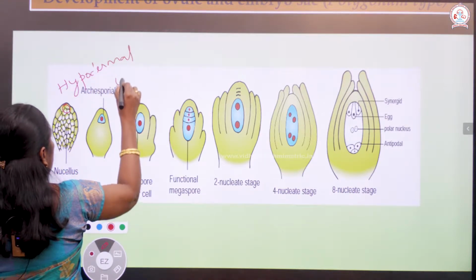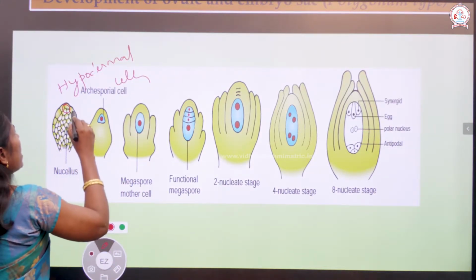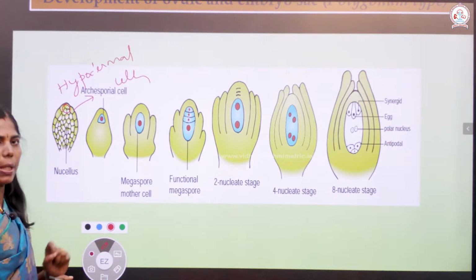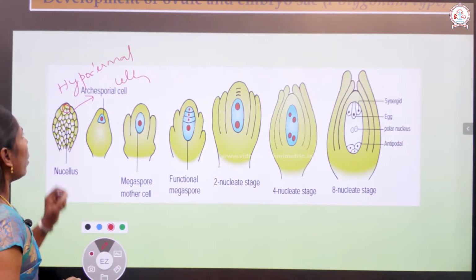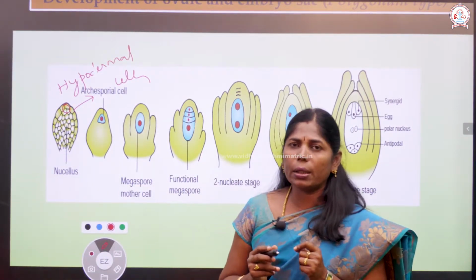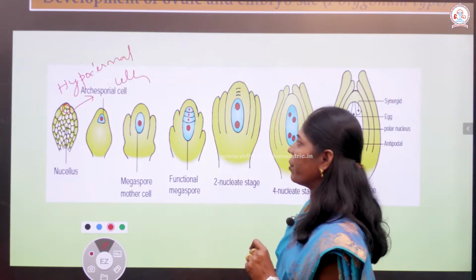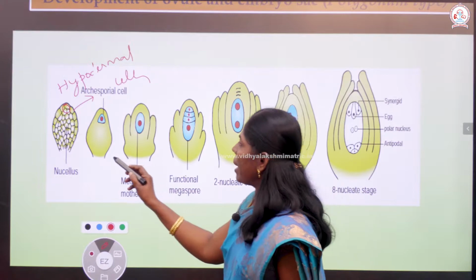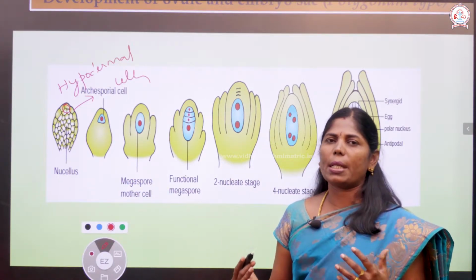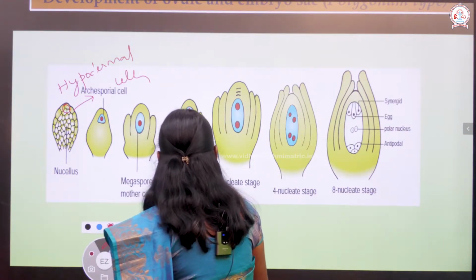The single hypodermal cell acts as the archesporium. The hypodermal cell is present at the apex of the nucellus, and it acts as the archesporial cell. The archesporial cell undergoes periclinal division, that is a transverse division. As a result of the transverse division, it gives rise to 2 types of cells, one on the outer side and another on the inner side.